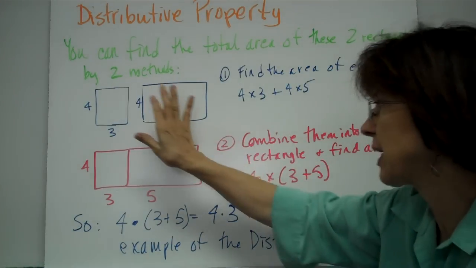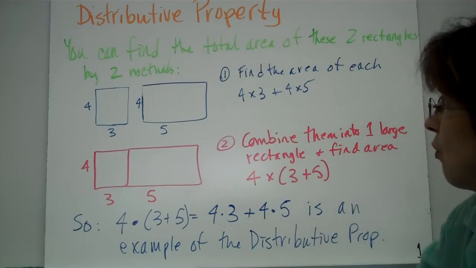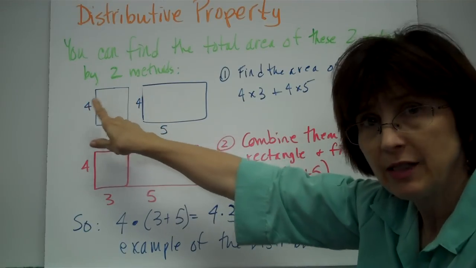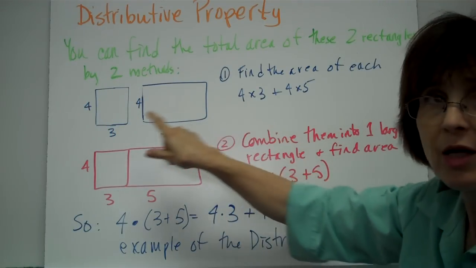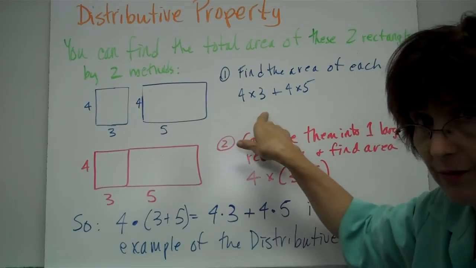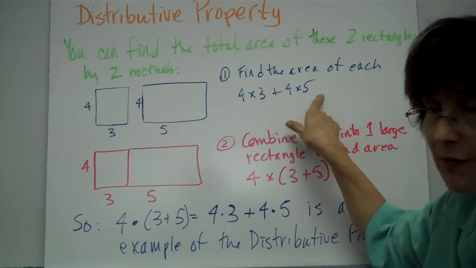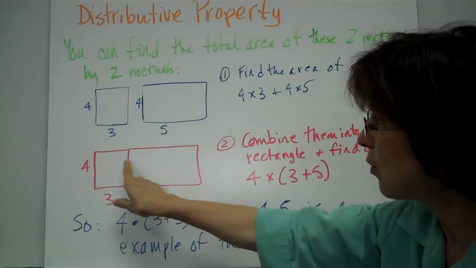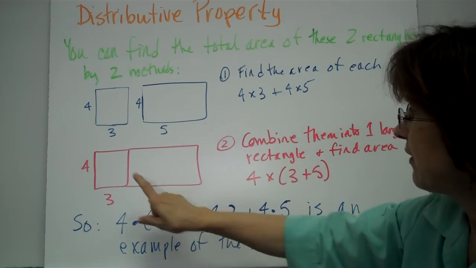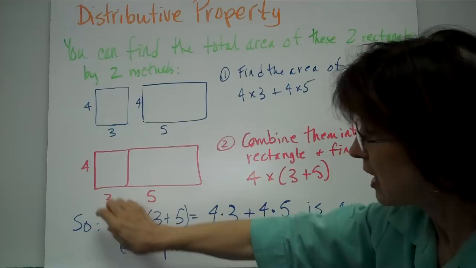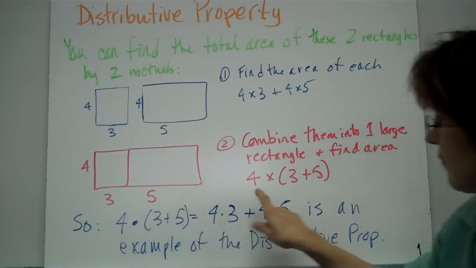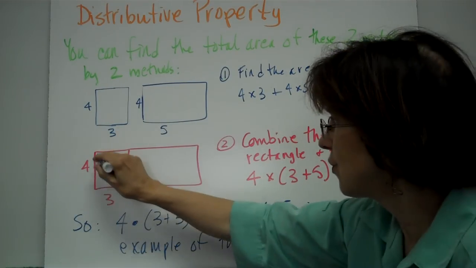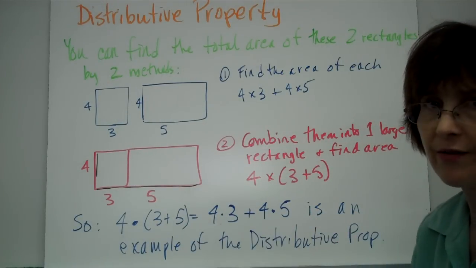Supposing you had two rectangles and you had to find the total area. One way you could do it is find the area of each one. The area is length times width, so it's 4 times 3, plus 4 times 5. Or you could shove it over a little bit and make one big rectangle. This time you'd have 4, the length, times the width, which would be 3 plus 5. So you'd have 4 times 3 plus 5.